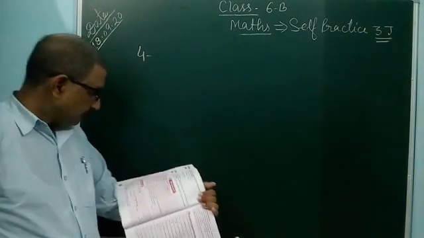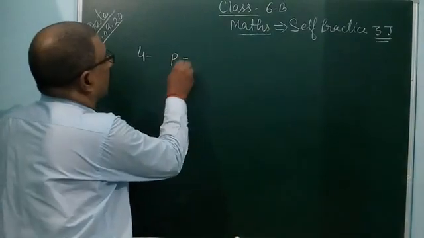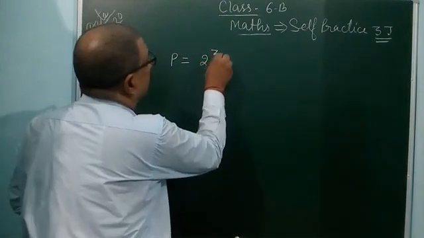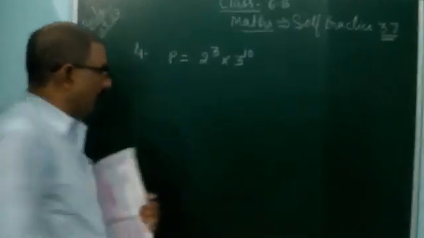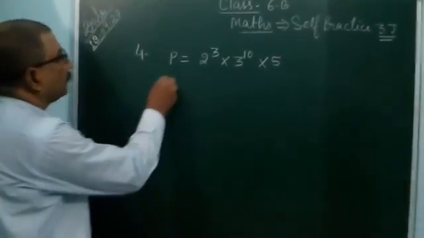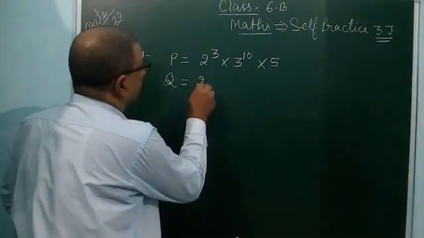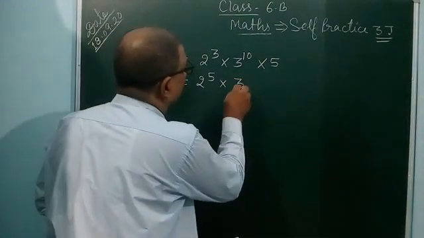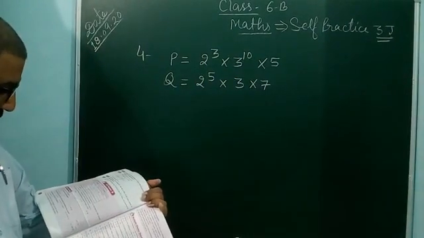Question number 4. It is given that P is equal to 2 to the power 3, 3 to the power 10, into 5, and Q is equal to 2 to the power 5, into 3, and into 7. Then what is the SCF and LCM of P and Q?